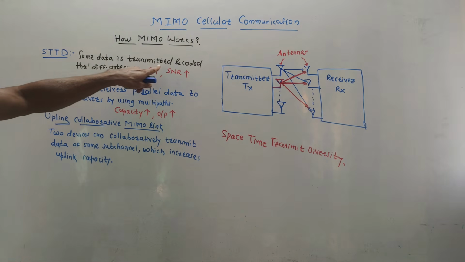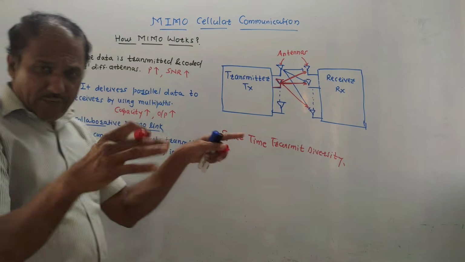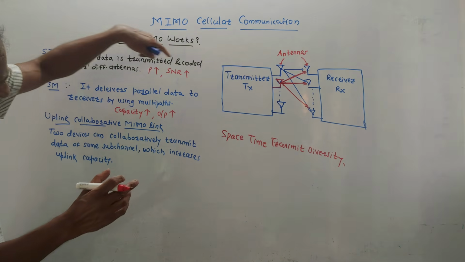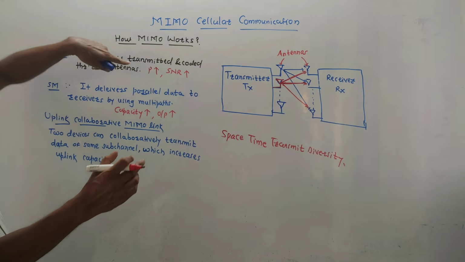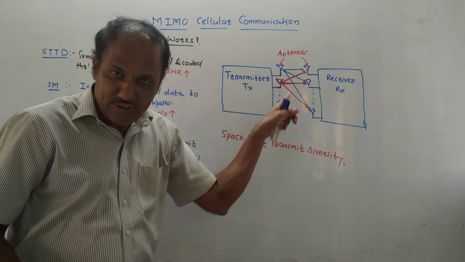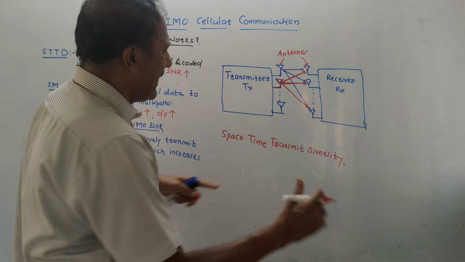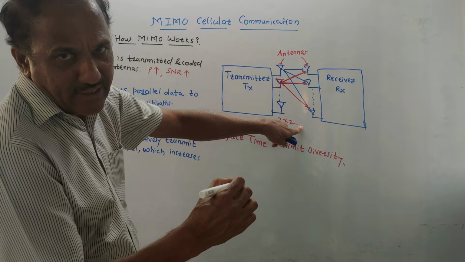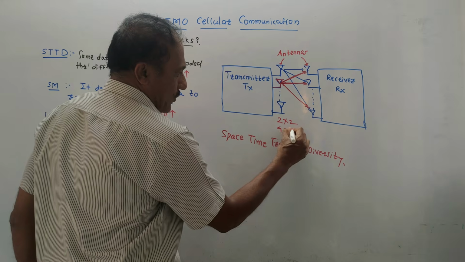The same data is transmitted and coded. Basically, whatever data you want to transmit, you need to apply the coding. So the same data is transmitted and coded through different antennas. There are n number of antennas which I have shown. The system can be like this: 2 into 2 system. That means 2 input antennas and 2 output antennas are used, or it is 4 into 4 system.